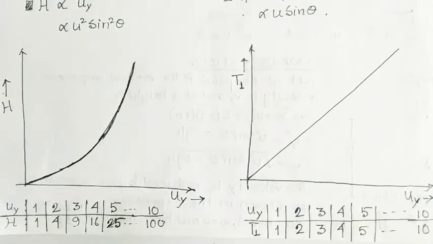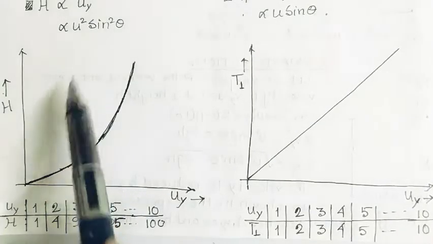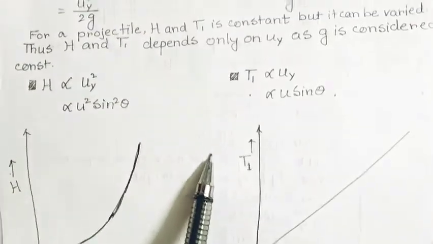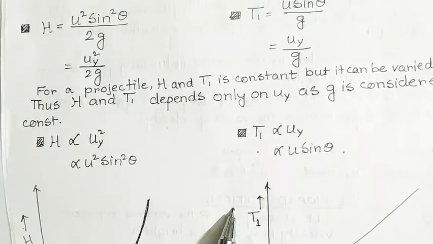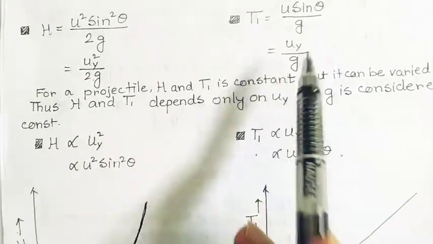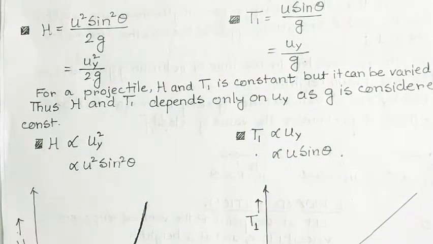If I take g equal to 10 approximately, then the height is uy square divided by 20 and the time is uy divided by 10, because g is 10. As simple as that. So when you are doing the problem, is it problematic to you? The calculations become easier if you know the concept in the background.